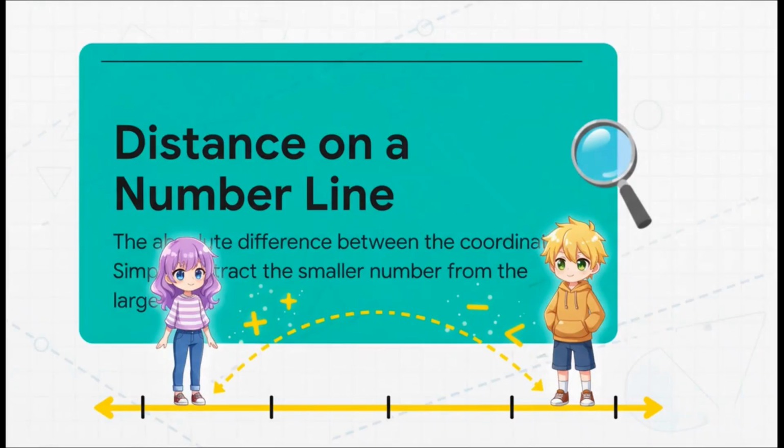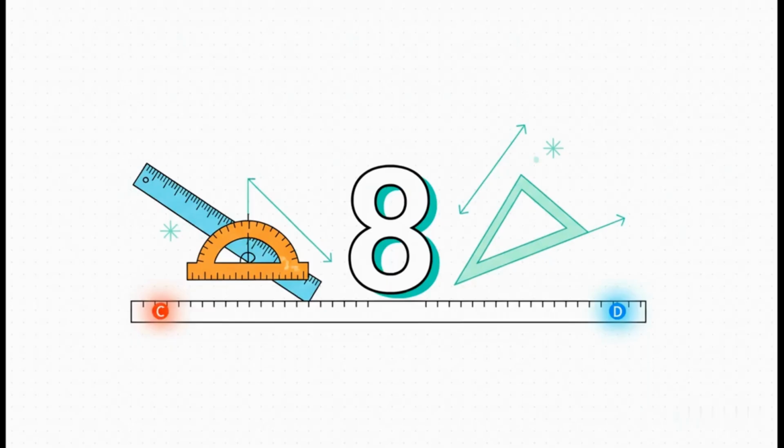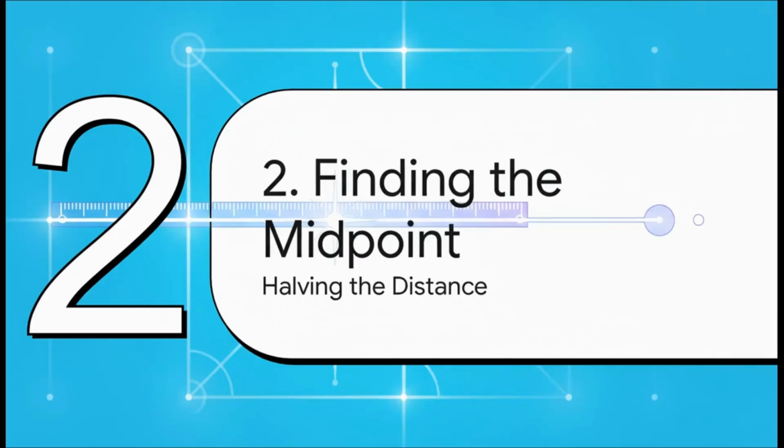The method couldn't be simpler. Seriously, the distance is just the difference between their coordinates. You just take the bigger number, subtract the smaller number, and that's it. No crazy formulas, just simple, straightforward math. And the answer is 8. D is at 10, C is at 2, so 10 minus 2 gives us 8. And just like that, you've got the first tool in your geometry toolkit. Awesome! Okay, let's keep building on this.